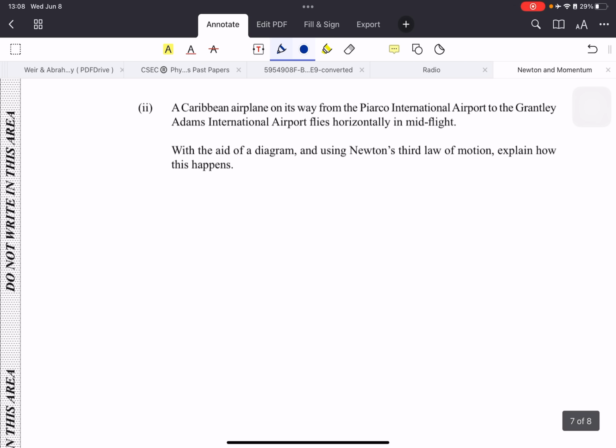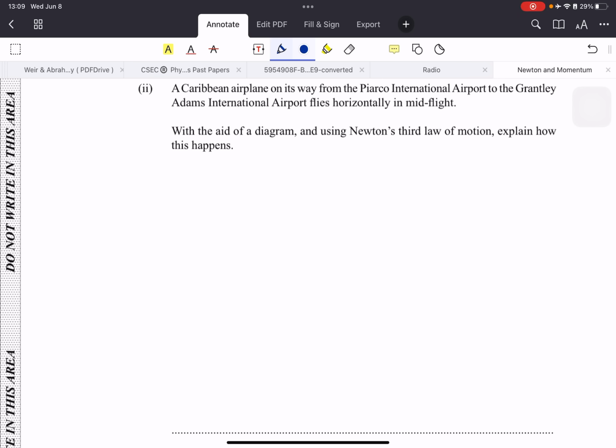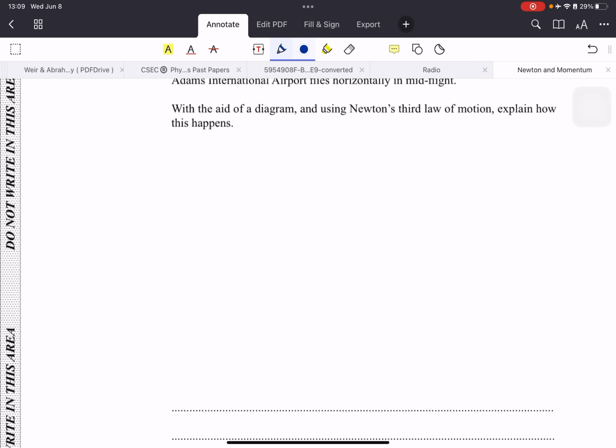Okay. A Caribbean airplane is on its way from the Piarco International Airport to the Grantley Adams International Airport. It flies horizontally mid-flight. With the aid of a diagram and using Newton's third law of motion, explain how this happens. So I can't draw, but you could probably draw. You just need to draw a plane, right? With the wings. I don't know how to draw the wings.